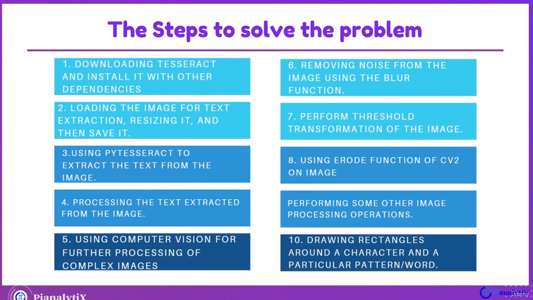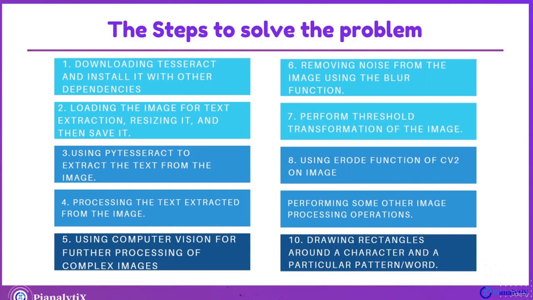First, I'll show you how to download Tesseract and install it with other dependencies. Tesseract is the most important Python library here. We will use it to extract the text. Second, we will load the image for which we want to do the text extraction. We will resize it and then save it.